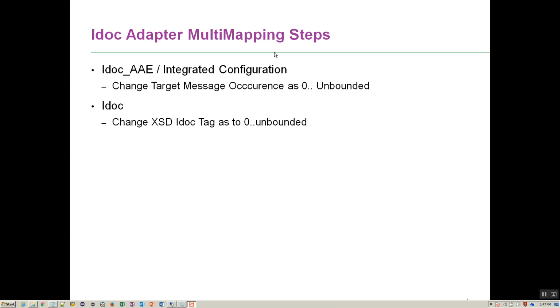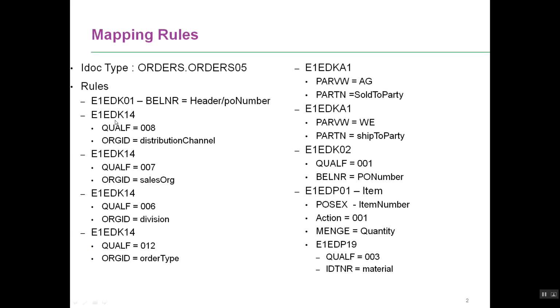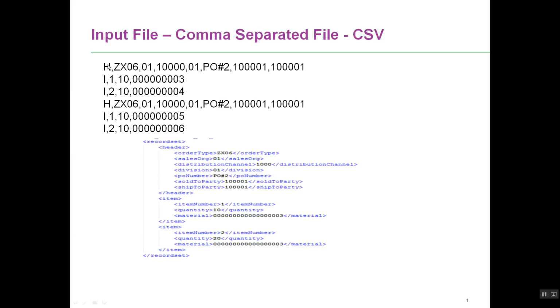In this case, a multi-mapping scenario is where you have one file containing multiple orders. If you look at this file that we were talking about, one file can contain multiple orders. So in the first scenario, the file to IDoc scenario that we had built previously, the XML contained only one order. But what if your file has multiple orders like this? You need to send multiple IDocs to SAP.